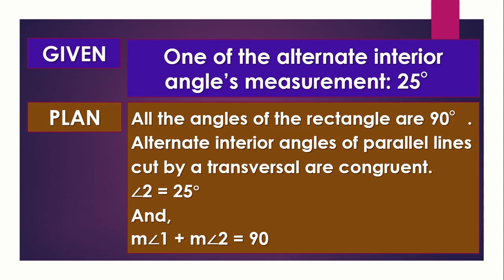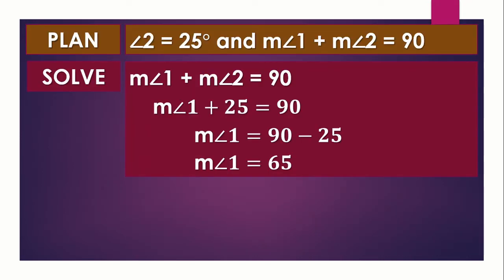What is the plan? All the angles of the rectangle are 90 degrees. Alternate interior angles of parallel lines cut by a transversal are congruent. Angle 2 is equal to 25 degrees. And the measure of angle 1 plus measure of angle 2 is equal to 90.